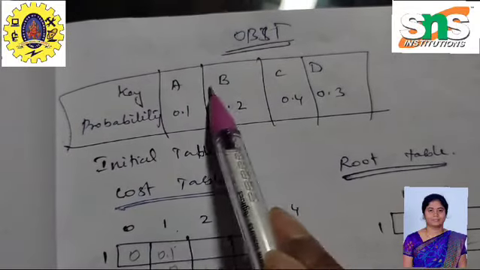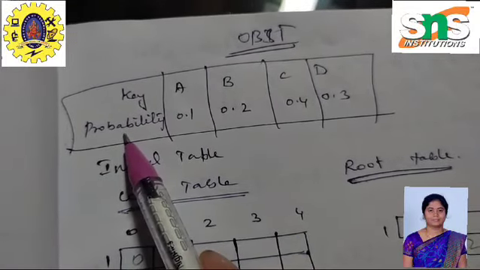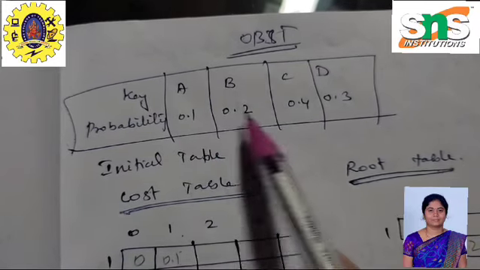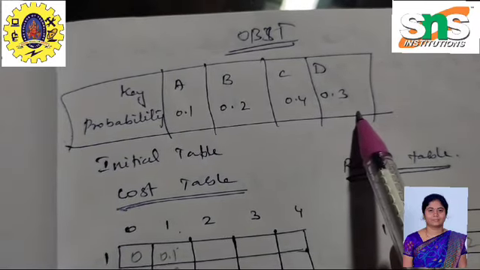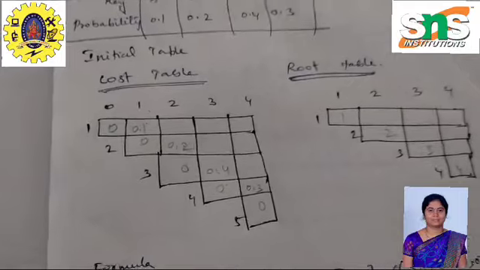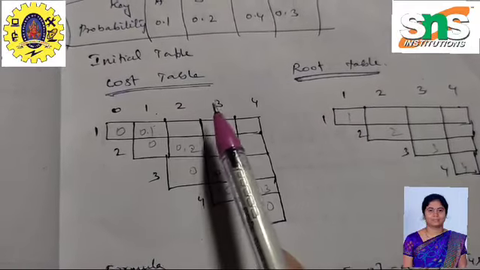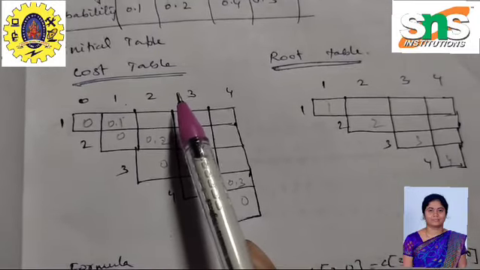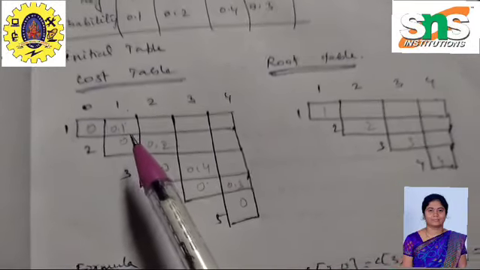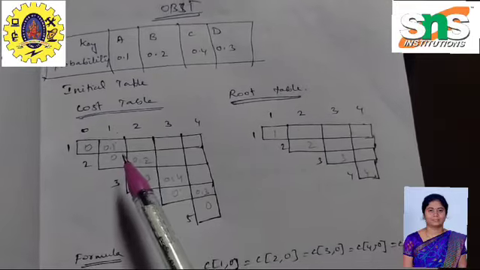So these are the keys A, B, C, D and the probabilities for these keys are 0.1, 0.2, 0.4 and 0.3. Initially you are supposed to form a table, that is the cost table, and the root table. This cost table is also called the main table.